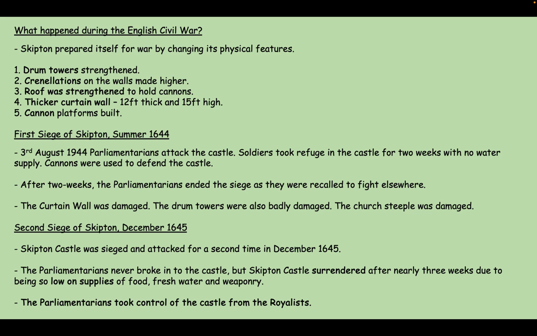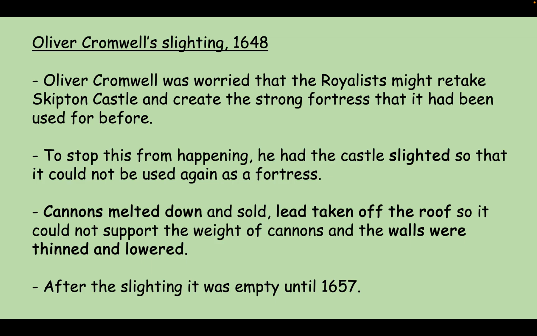And so after 3 weeks of siege, Skipton Castle surrenders because it's so low on supplies of food and fresh water and weapons. So at that point, the king's forces are allowed to leave and Parliament takes control of the castle from the royalists. So again, in terms of activities, you could talk about the sieges of Skipton Castle as activities that happen in the early modern period.